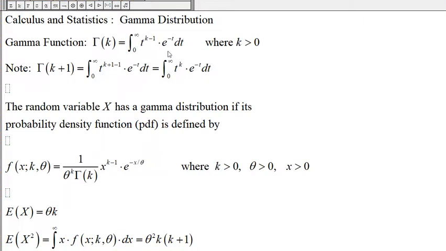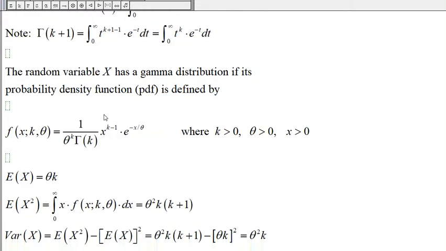Recall that this is the gamma function, which is the integral from 0 to infinity with the integrand of t to the k minus 1 times e to the negative t. Here we have a random variable x that has a gamma distribution, and this is the gamma probability density function.